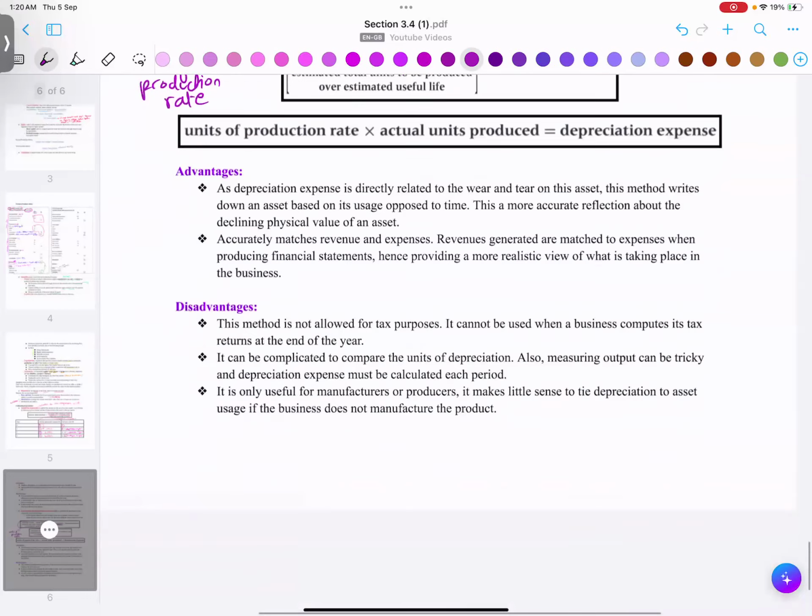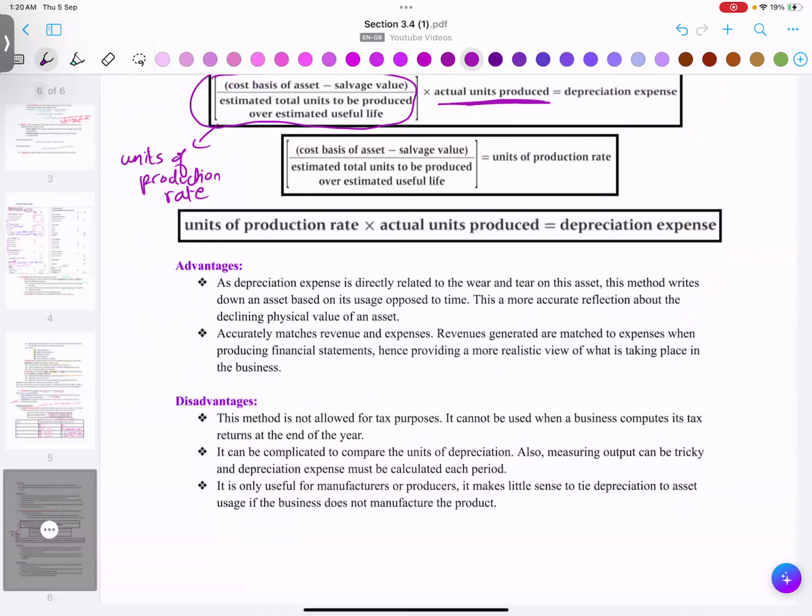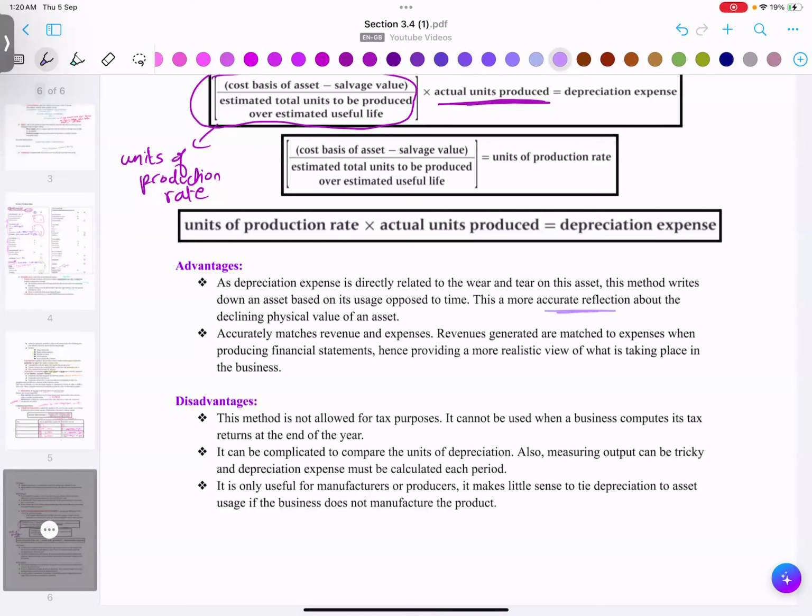Now the advantages and disadvantages of this method, and that's it, we're almost done. So the advantage is that depreciation expense is directly related to the wear and tear of the asset. This method writes down an asset based on its usage as opposed to time. So basically it's not about the time, it's about how much it's used. This is a more accurate reflection of the declining physical value of an asset, especially assets like machinery. So it's a more accurate reflection.